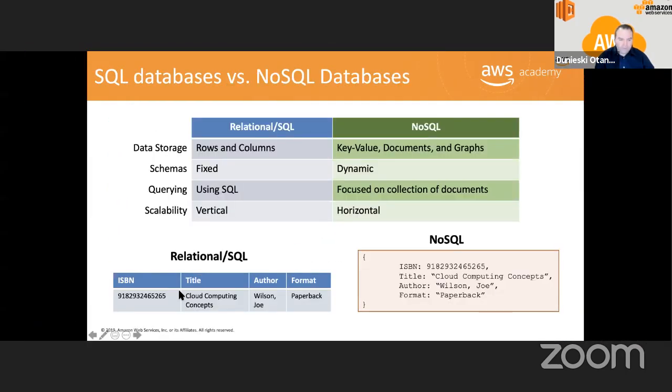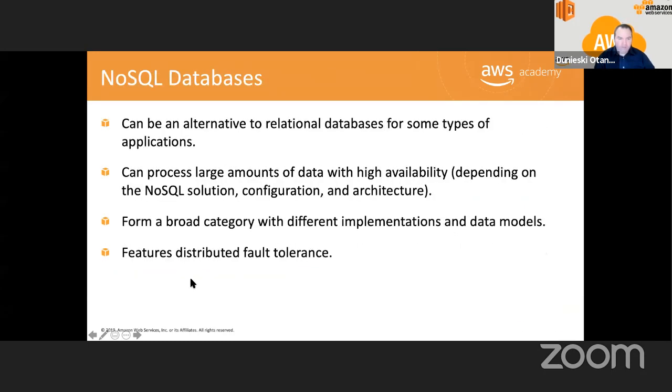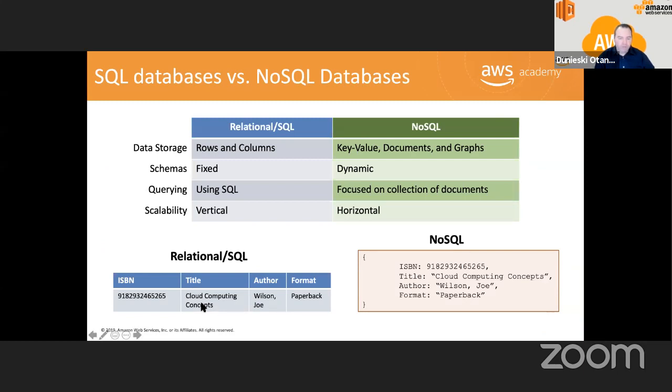So this is an example of your relational database: the ISBN, the title, author, format. You see, it's a fixed schema, and it scales vertically. So what you can do is increment the power of your database. You can increase the family size. If it is a db.t2.micro, maybe you can use a db.t3.micro or something like that. So it scales vertically. If you want to scale horizontally, then you have to create a read replica. In this case, it scales horizontally and is automatic.